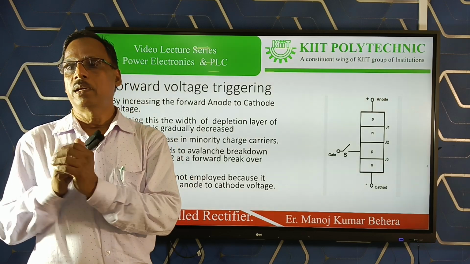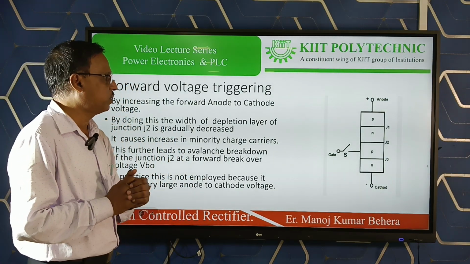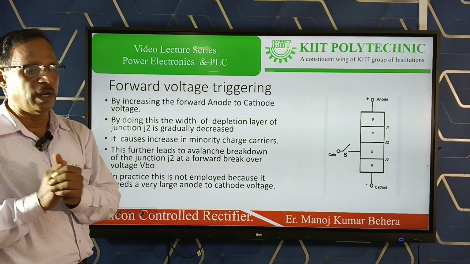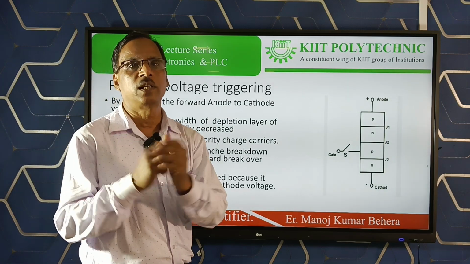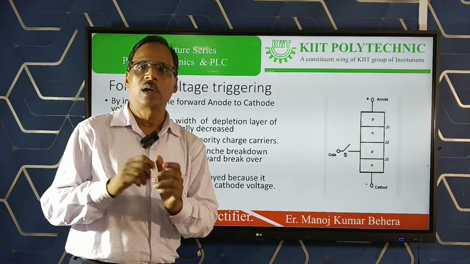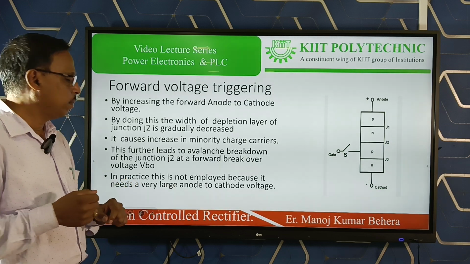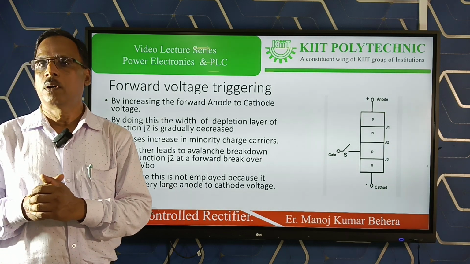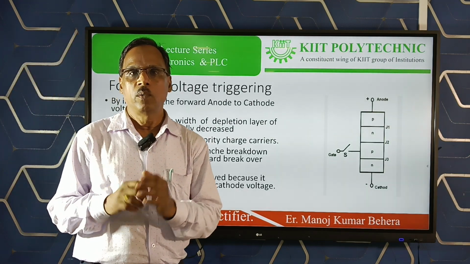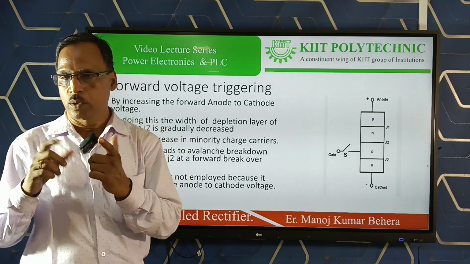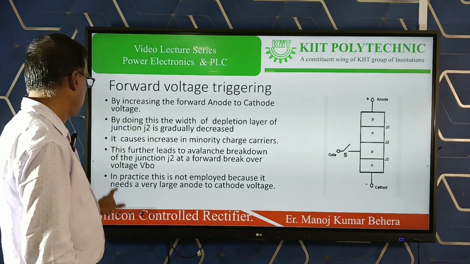Forward voltage triggering means anode is connected to positive side of the voltage, cathode is connected to negative side of the voltage. During that period, we increase the voltage. At a certain voltage, SCR will turn on. This method of turning on the SCR is strictly prohibited because we need around 500 to 600 volts to turn on the SCR. So it is completely avoided.